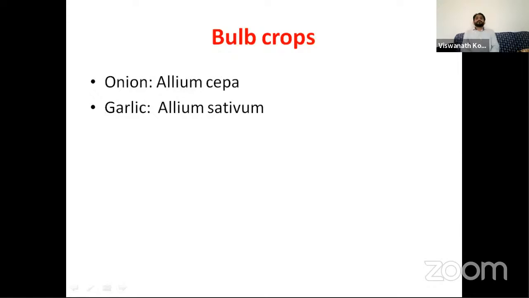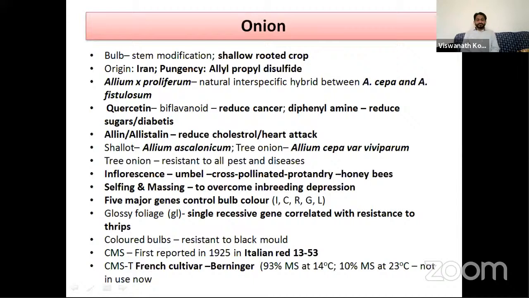Now we move to the bulb crops. There are two important bulb crops. One is onion and another one is garlic. Allium cepa and Allium sativum. So onion, the edible portion of the onion is a bulb. It is a modification of the stem. Onion is a shallow rooted crop.